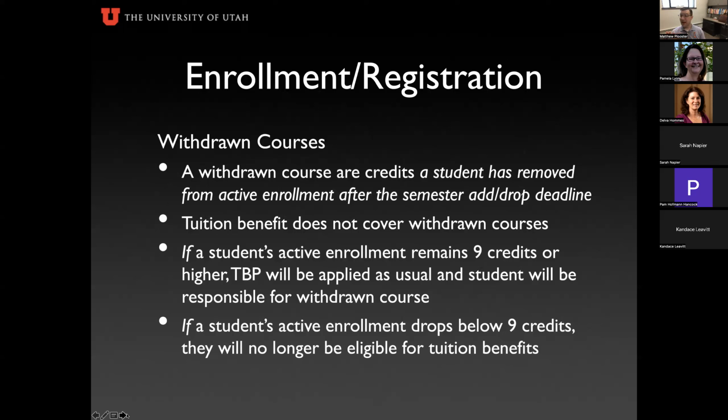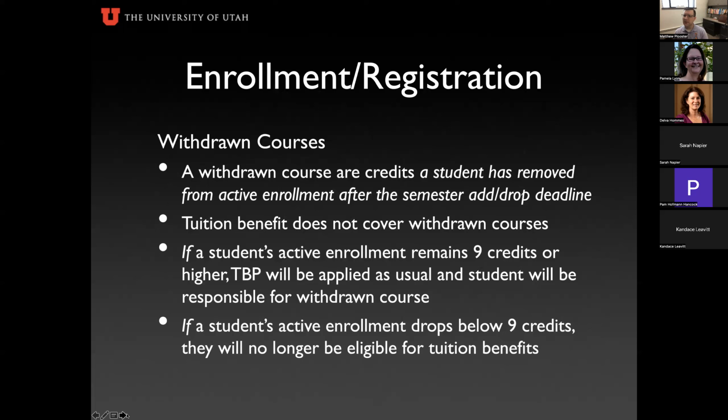If the student has their active enrollment fall below 9 credits, then they will lose tuition benefit completely and be responsible for the entirety of their tuition bill, including the withdrawn course. If your student has extenuating circumstances, such as I had a death of a parent, I came down with COVID during the middle of the semester and I was out of commission and what have you, and I can't finish all my courses because I fell behind, or whatever the reason may be.